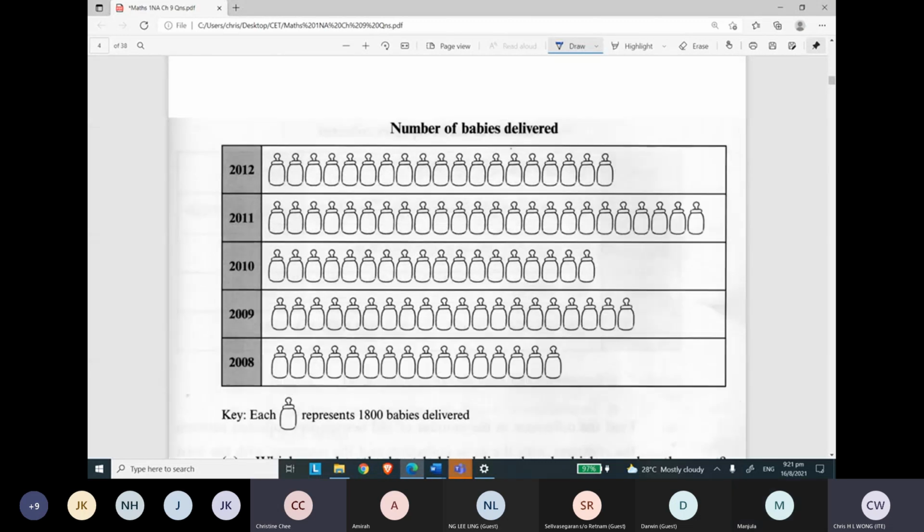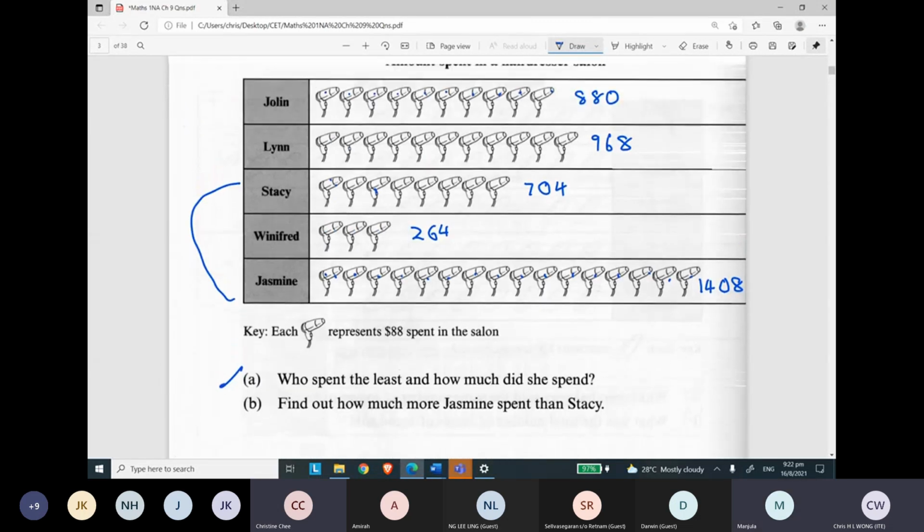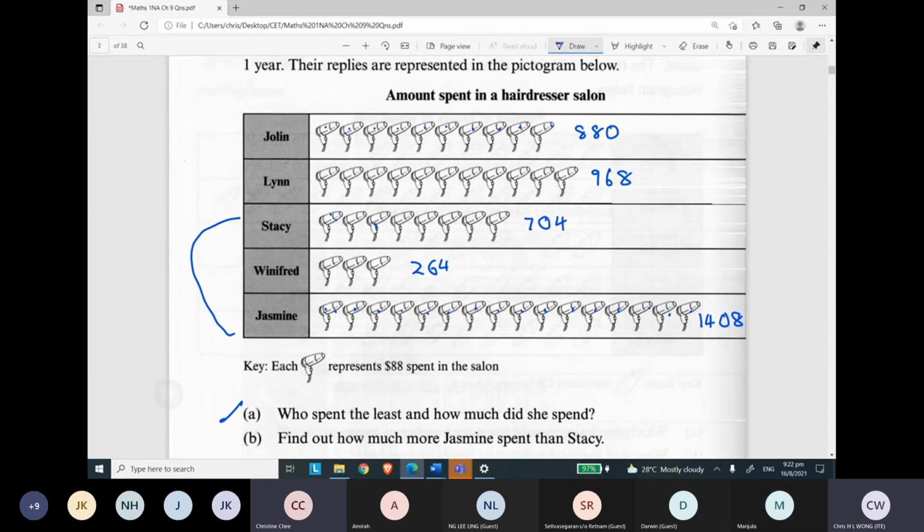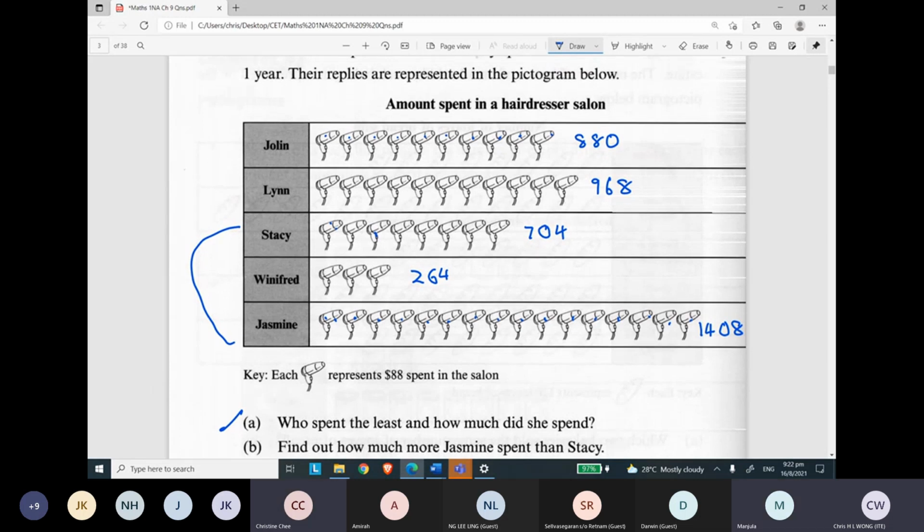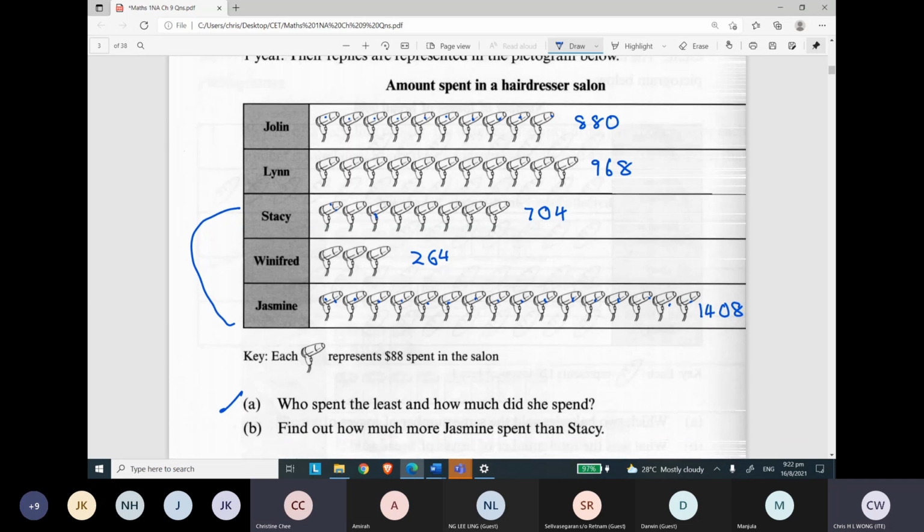Please slow down. I'm still figuring out that question. Which one are you still figuring? Tell me. The second one. This one, B. Actually, second one very easy. You're talking about this question, is it? Christine, are you referring to this question? Yes. Find out how much more Jasmine spent.